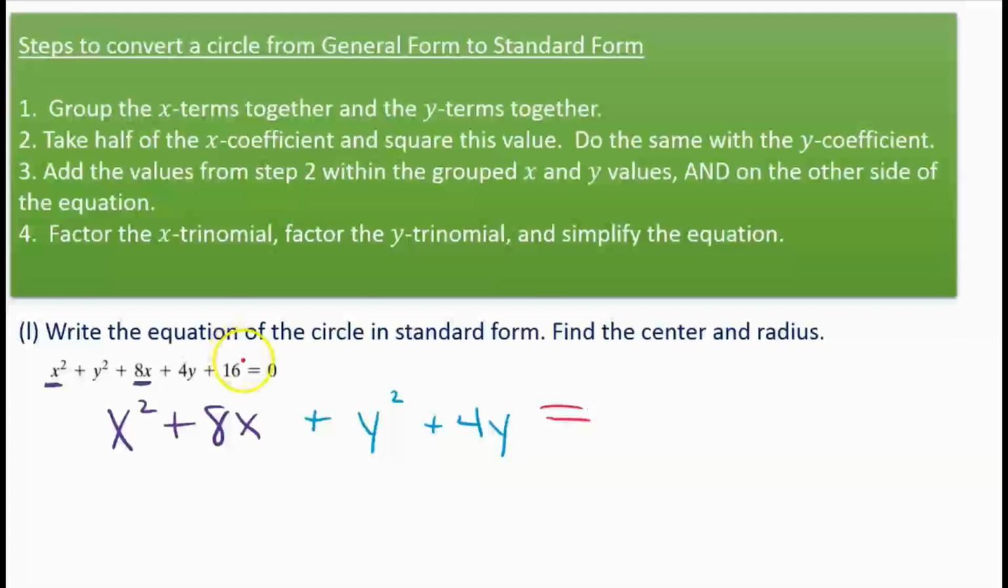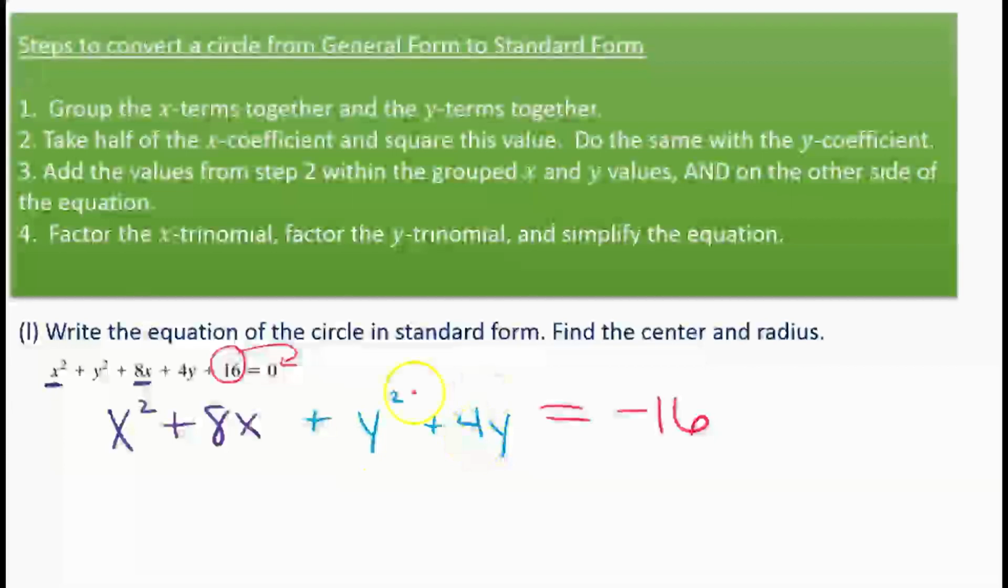Now, look, I have this 16 right here. I'm going to take it to the other side and put negative 16 over there. So you see what I've done? I've done step 1. I've grouped the x's together, and I've grouped the y's together. Now, I didn't say anything in these directions about the 16, but we need to move it to the other side for now. Okay? So go ahead and move the 16 over. It's always going to take whatever sign that is and change it when you move it to the other side. Now let's move on to step 2.